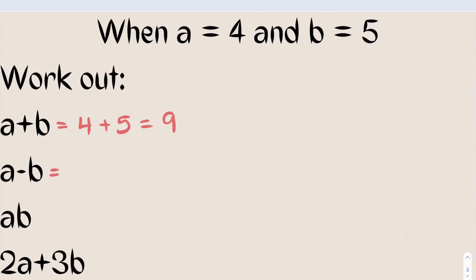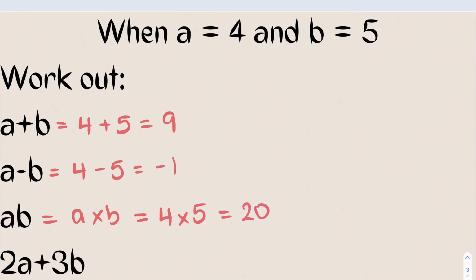Similarly, for the next one, we've got A minus B. I know that A is equal to 4 and B is equal to 5. So 4 take away 5 gives me -1. Now for the next question, I've got AB. And now we need to remember that if we have two letters joined together, it means multiplied. So I've got A multiplied by B. And the value of A is 4, the value of B is 5, so it's just 4 times 5, which is 20.